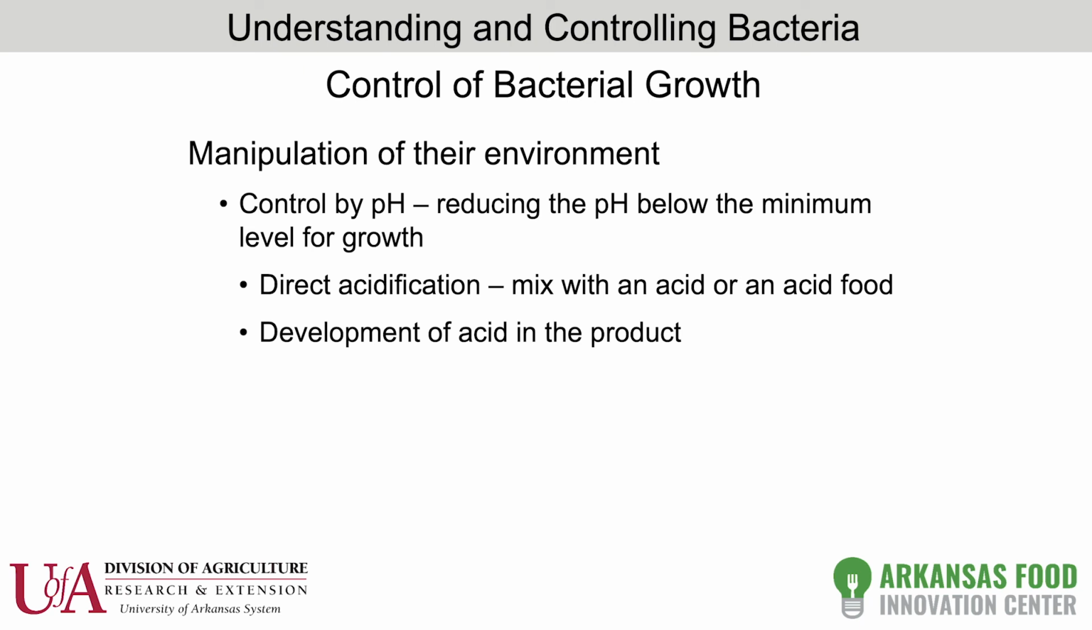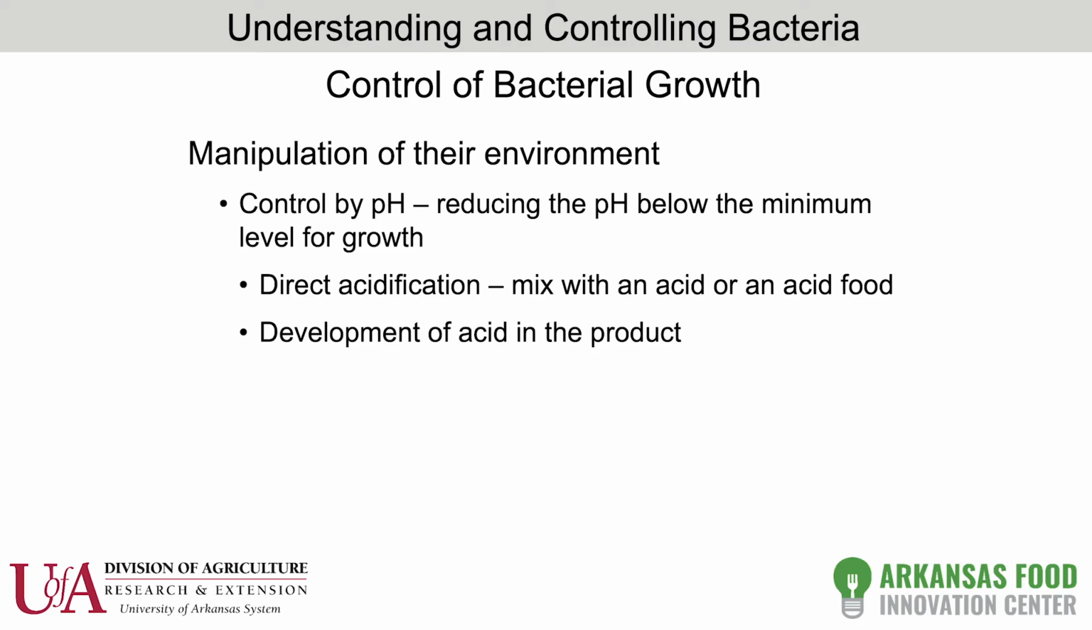Changing the environment of the food so that it is not ideal for bacterial growth is the most common way food processors limit bacterial growth. For example, since we know that most bacteria will not grow in an acid environment, it follows that bacterial growth can be limited by adjusting the pH of the food to levels that do not support bacterial growth.